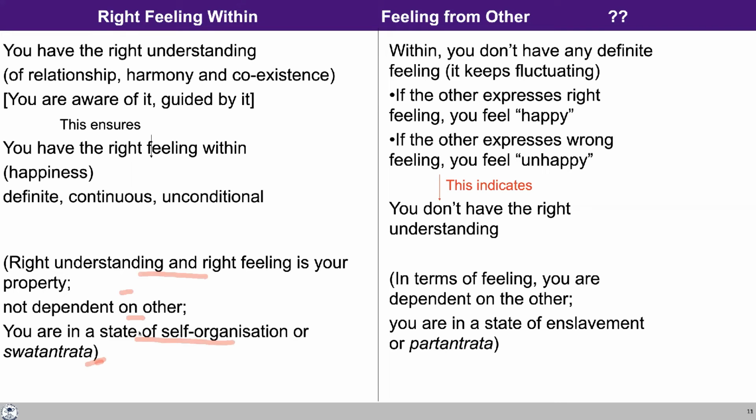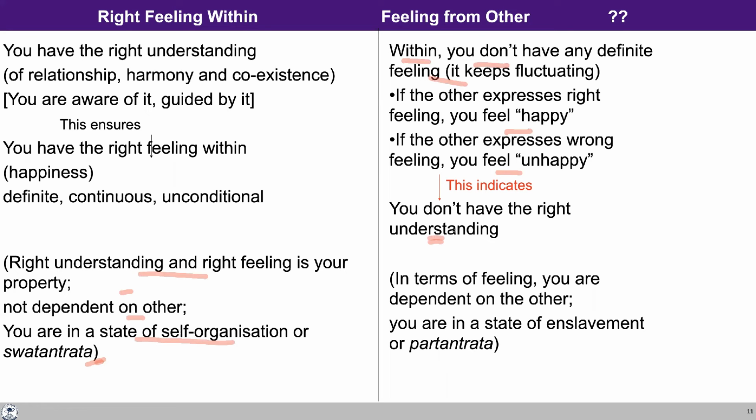But generally what we see is that we try to borrow the feeling from the other, we try to get the feeling from the other. And that happens because within oneself, you don't have any definite feeling. It keeps fluctuating. If the other expresses the right feeling, you feel happy. If the other expresses wrong feeling, you feel unhappy. And this indicates that you don't have the right understanding. So if you're dependent on the other for your happiness to get some favorable feeling, that simply indicates that the right understanding of the feeling is missing or lacking. And you have to develop the feeling within your own self.